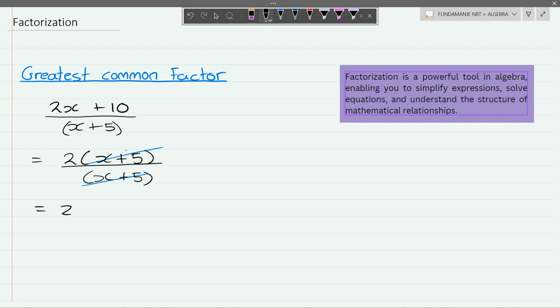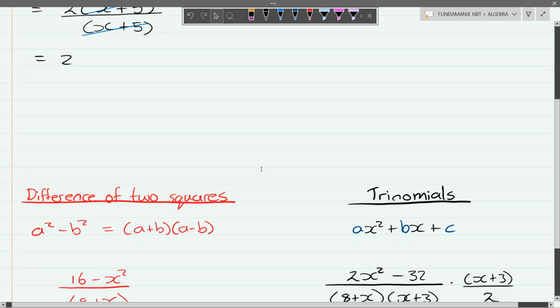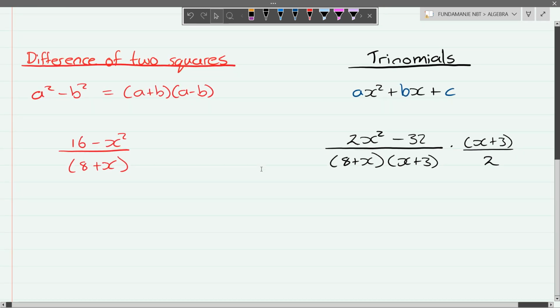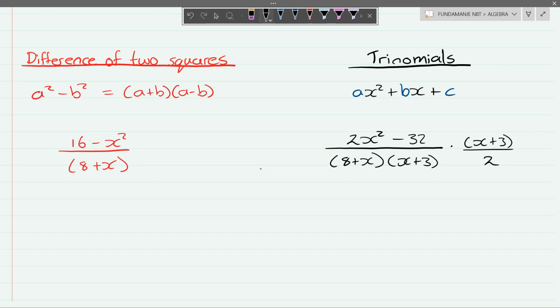Now, there are other methods of factorization that we can discuss, namely the difference of two squares and trinomials, difference of two cubes, perfect squares. All of these are common factorization techniques that we employ in order to improve our simplifying abilities in maths. So the next one we want to talk about is the difference of two squares. This is the law, and this is how we apply it.